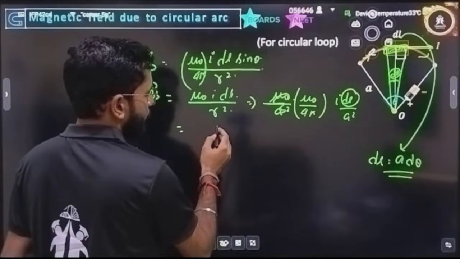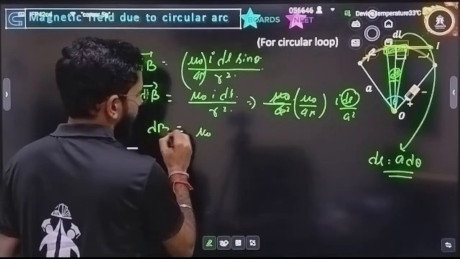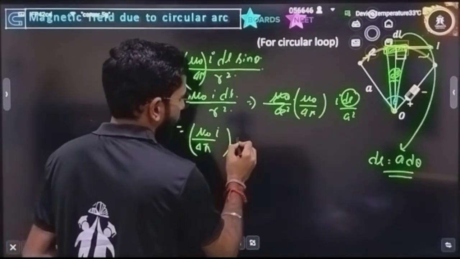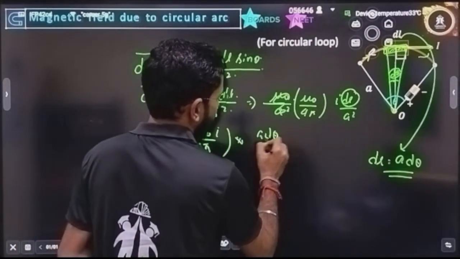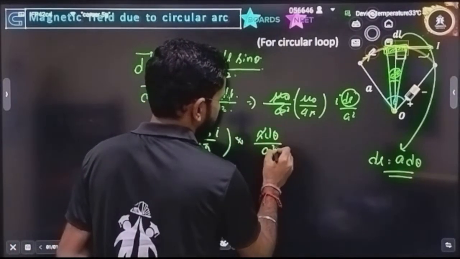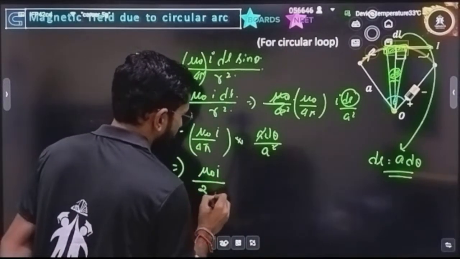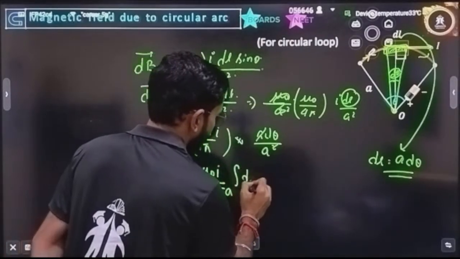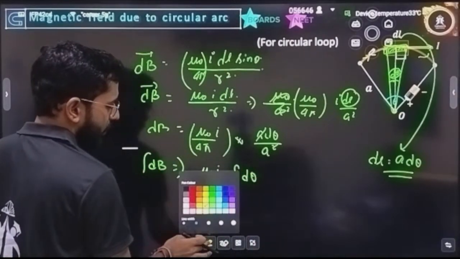So here we can write dB equals mu naught divided by 4 pi, into current, which is constant, multiplied by, at the place of dl, a into d theta, divided by a square. One a will be cancelled. What will be left? Mu naught I divided by 4 pi a, integration of d theta. After integrating d theta, how much?